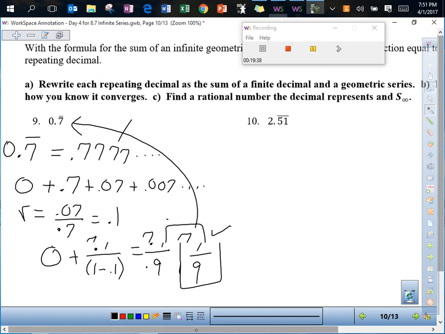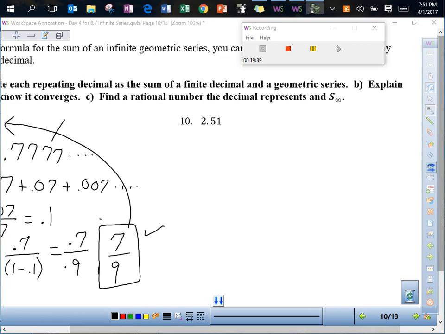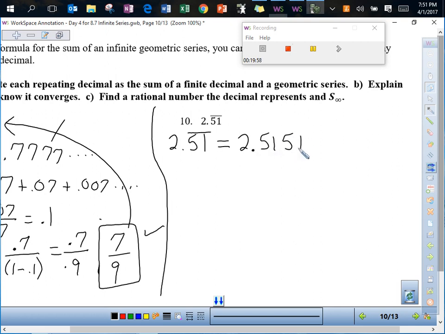If you would, look over at number 10. The hard part is right here. I'm going to think of this as 2.51 repeating. I'm going to think of it as 2.51, 51, 51 forever. Now guys, ask yourself, what decimals are repeating? It's that 5-1 part. So picture this. I'm going to think of this as 2 plus.